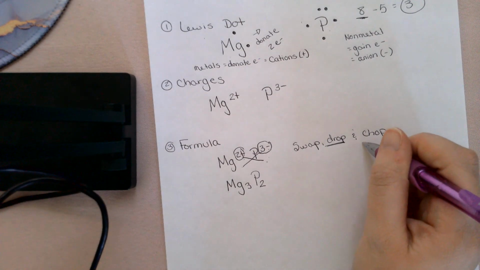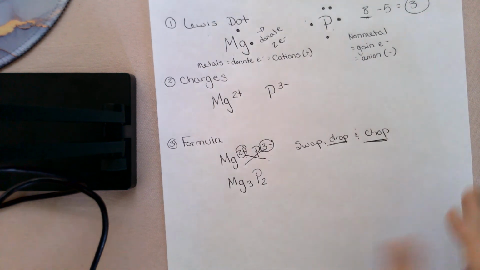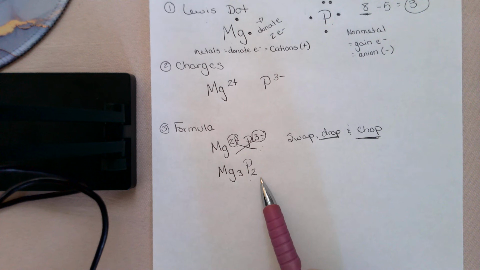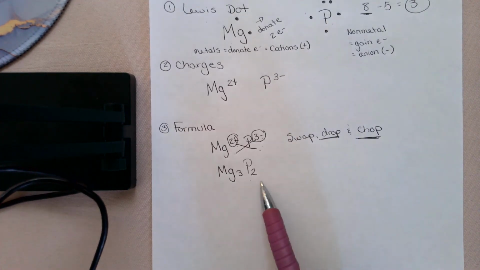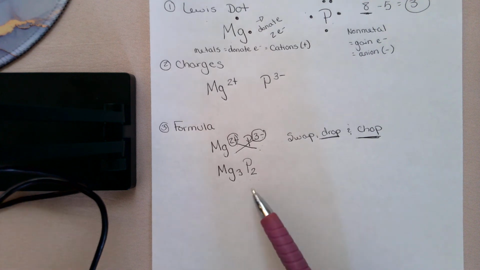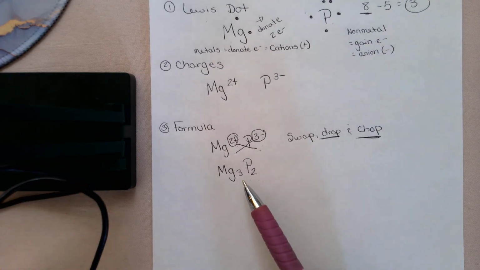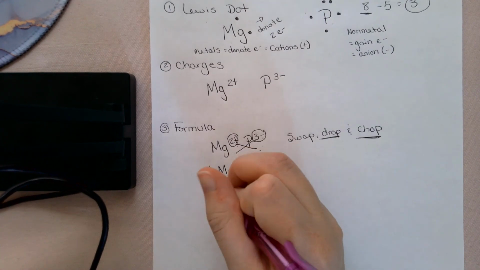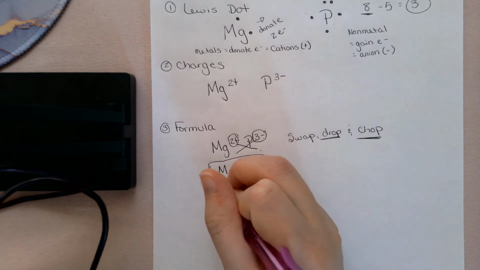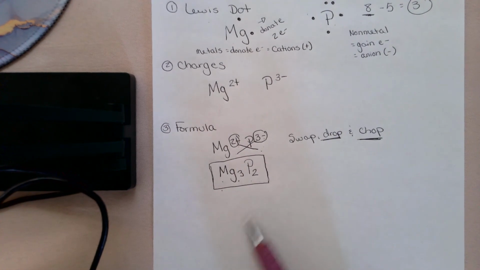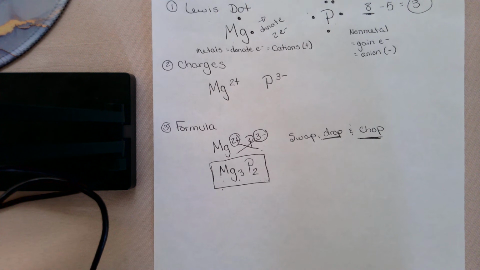Now we have to chop. Now chop might apply and it might not, only if you can simplify these 2 numbers. And 3 and 2, they don't share a common factor, they're not divisible by anything, so it's already simplified, so that's it. So our ionic compound is 3 atoms of magnesium and 2 atoms of phosphorus.